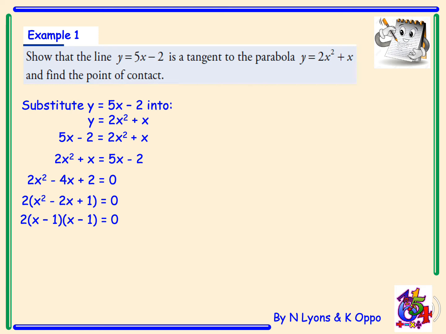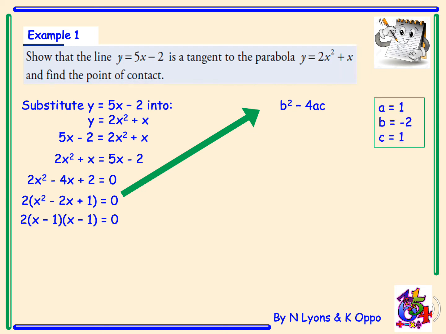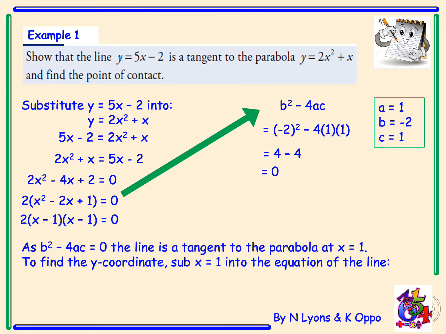Before we go any further though, we're going to have a little look at our discriminant. So here the values of a is 1, b is minus 2 and c is 1. So subbing that into our discriminant, we've got negative 2 squared, subtract 4 times 1 times 1. So 4 take away 4, which is 0. So since we have a repeated root, but also we have b squared minus 4ac equal to 0, the line is a tangent to the parabola at x equals 1.